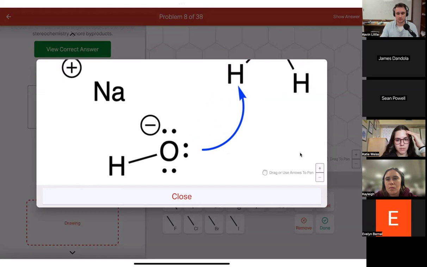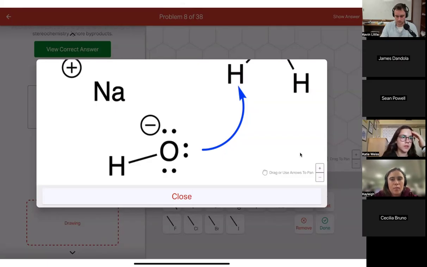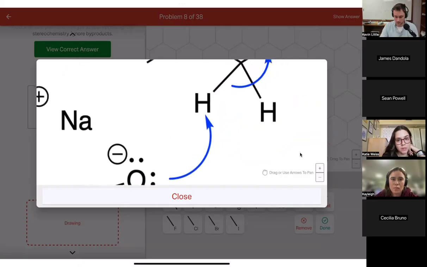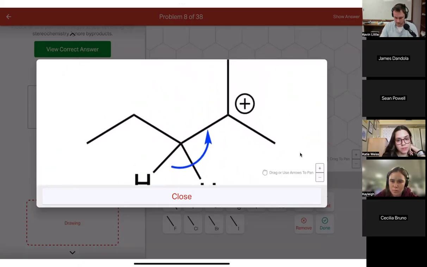Which electrons are moving? The electrons from the oxygen. The electrons on the oxygen, right? That's where the arrow is starting. What are the electrons on the oxygen doing? They try to form a bond, I guess. Yes, they're being shared with that hydrogen. They're forming a bond with that hydrogen. Hydrogen can only form one bond. So what's this arrow showing?